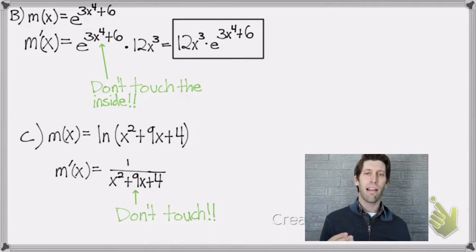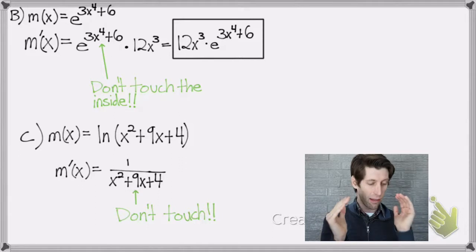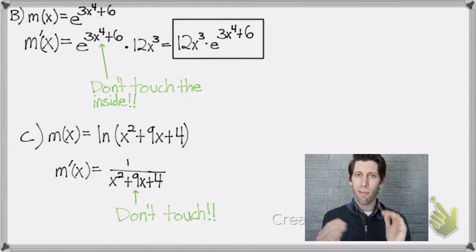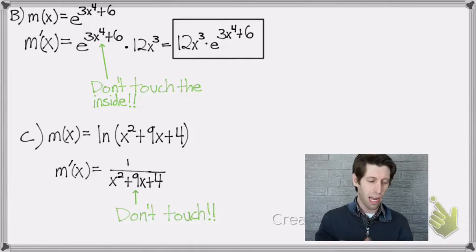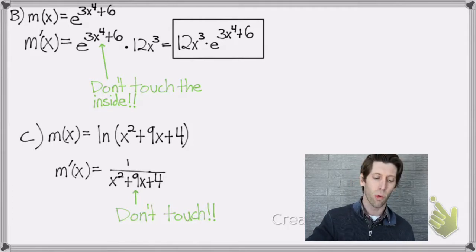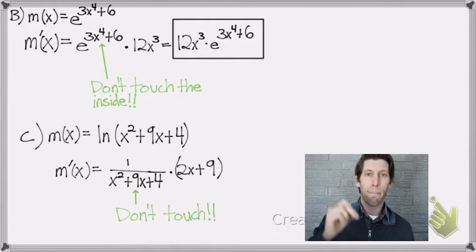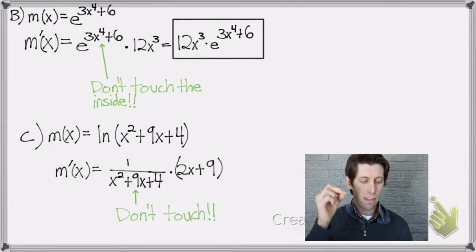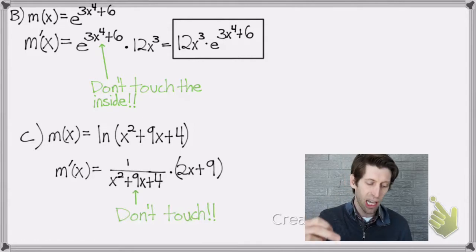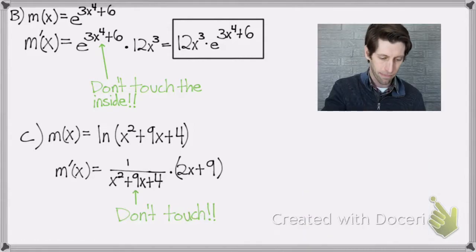In this case, it's ln of something more complicated, in particular x squared plus 9x plus 4. The derivative of that is 1 over the inside, which in this case is x squared plus 9x plus 4, but I do not touch the inside function. And then finally, by the chain rule, I multiply that by the derivative of the inside. The derivative of x squared plus 9x plus 4, in this case, is 2x plus 9.